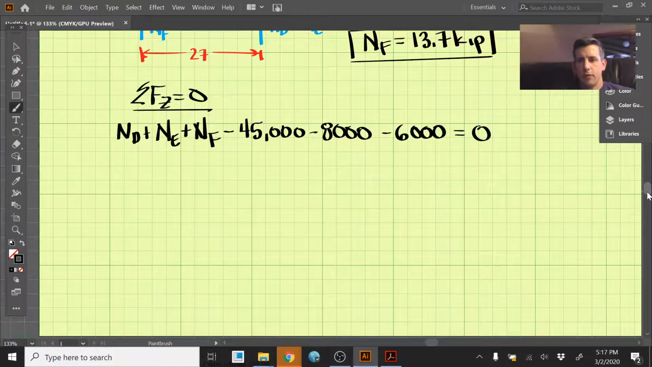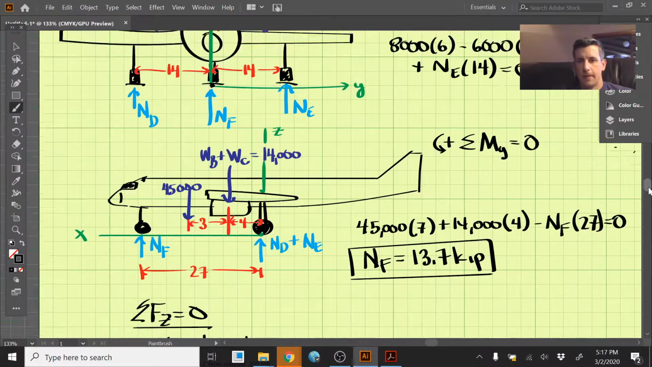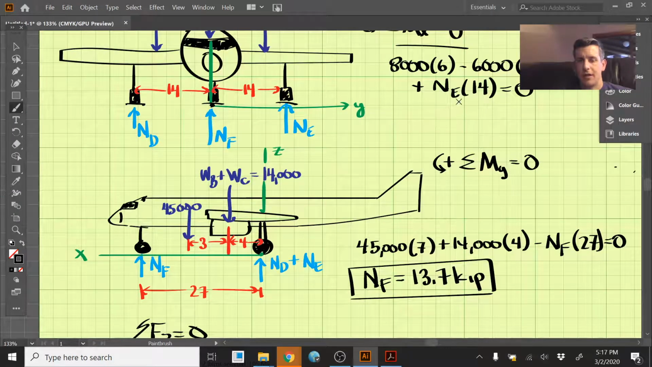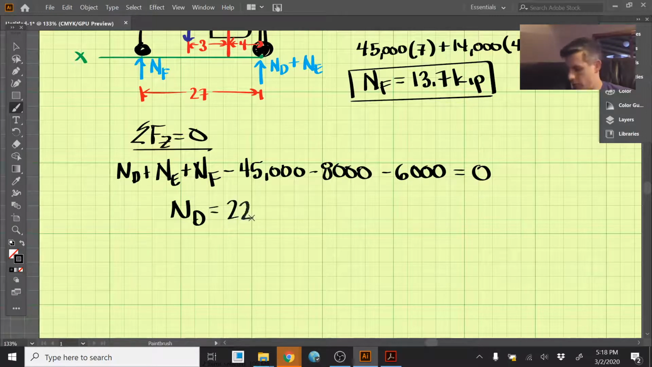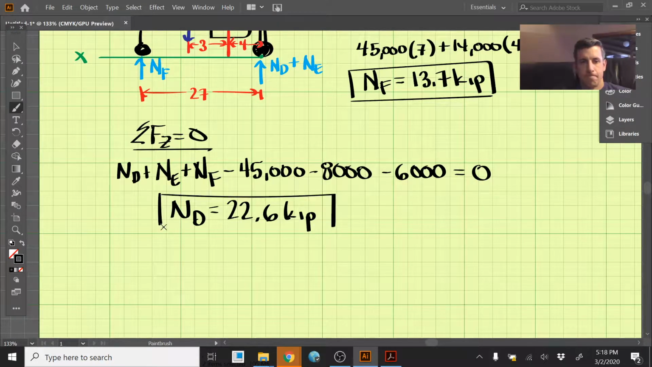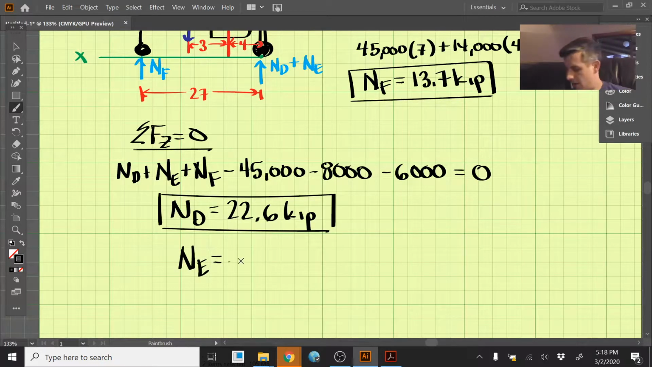Through substituting, using this equation and solving for either NE or ND, we can substitute into this equation. The solution we get is ND is equal to 22.6 kips. Remember, a kip is 1,000 pounds. And NE comes out to be 22.6 kips as well.